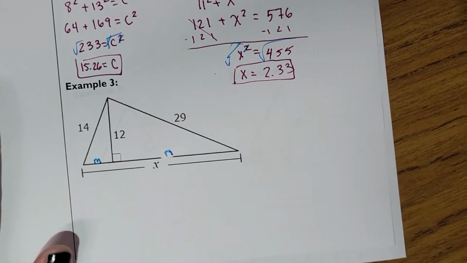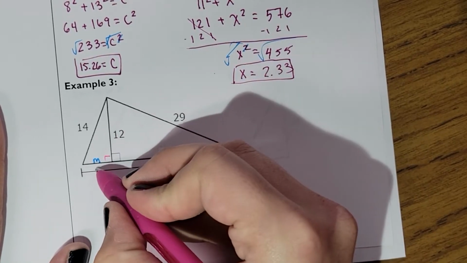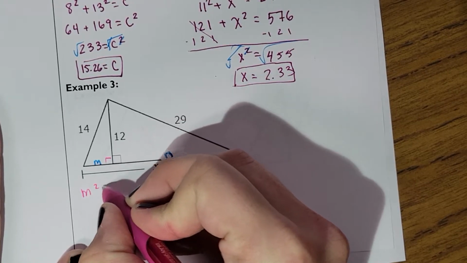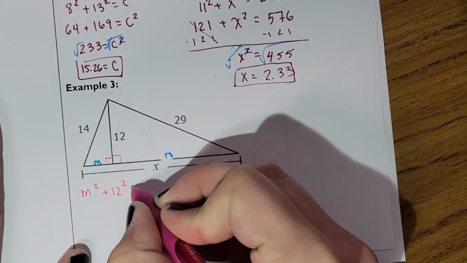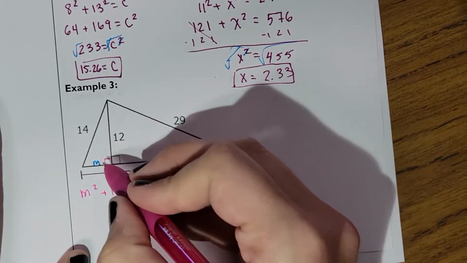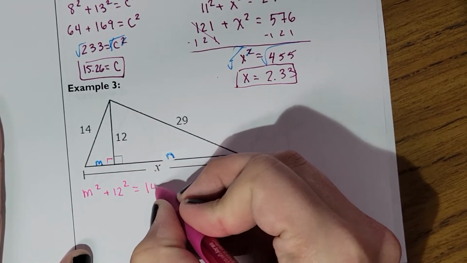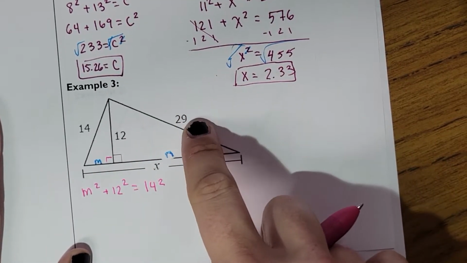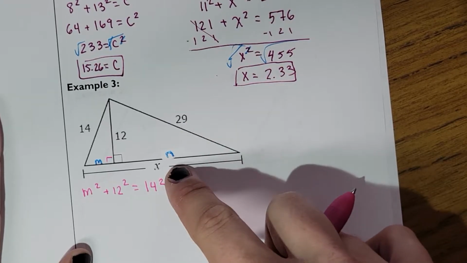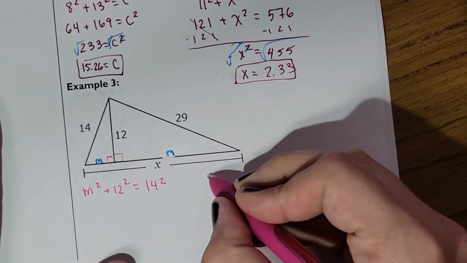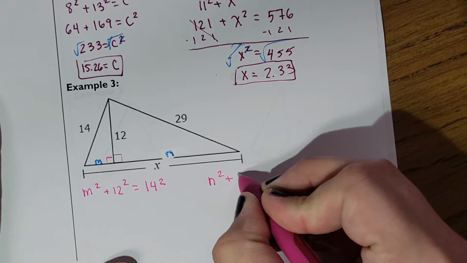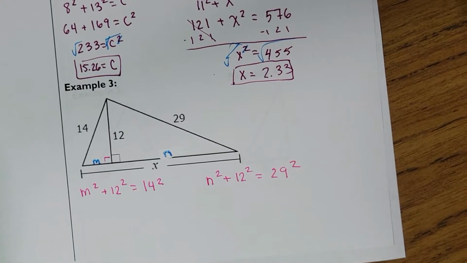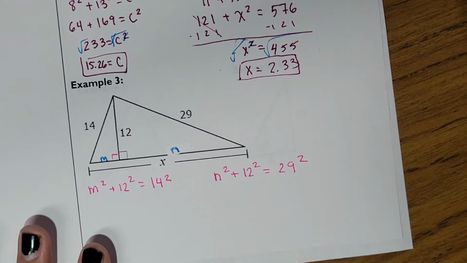So over here in this little right triangle, I'm going to have a squared plus b squared, which is the m and the 12. So m squared plus 12 squared equals the hypotenuse c squared. The hypotenuse is the 14 across from the 90, so I get 14 squared. To find n, I'm going to do the same thing, but you can see the hypotenuse over here is 29, so 29 has to go by itself, which means n and 12 are my a and b. So n squared plus 12 squared equals 29 squared. And now I just have two problems I need to work through.